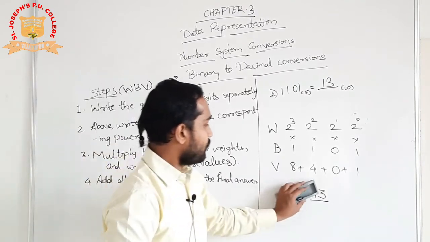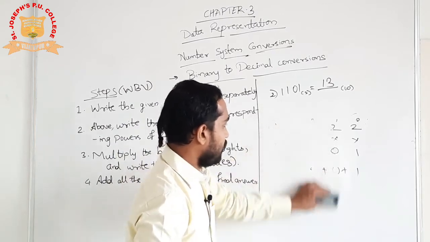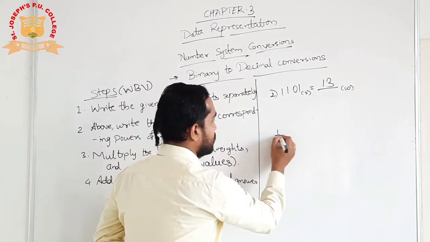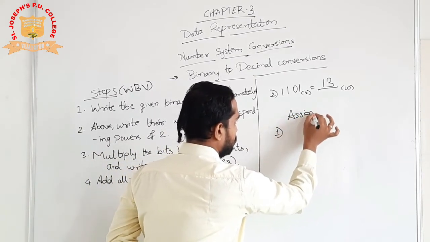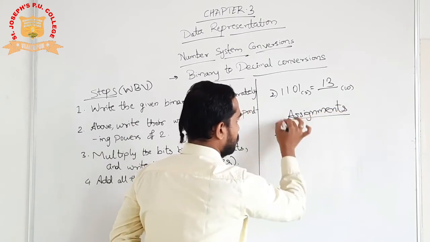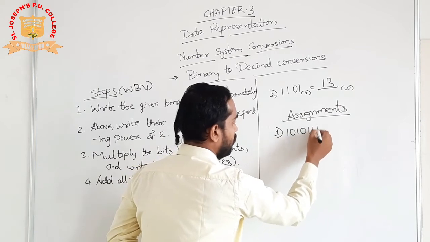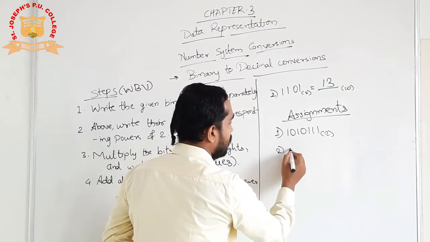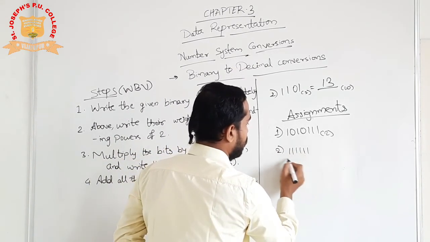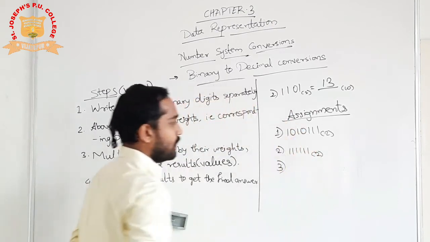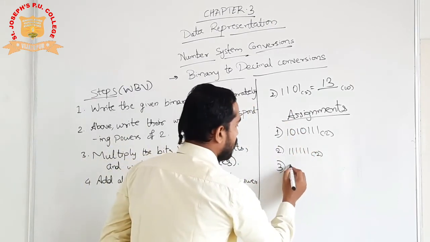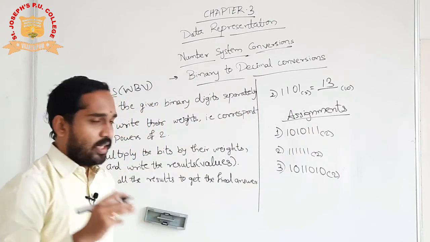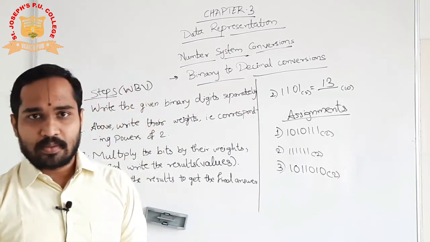Let me give some assignments and you please try them and see whether you get the proper decimal number or not. So the assignments, take them. Say 1010111. This is a binary number. You have to convert back into decimal. Another one, 11111. So this you have to convert to decimal. Another one, 10110. So these three, please solve and send back to me.